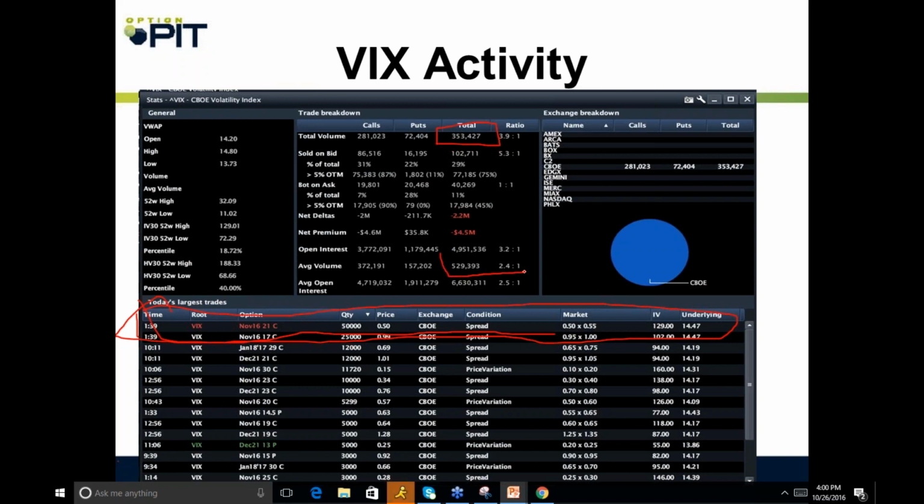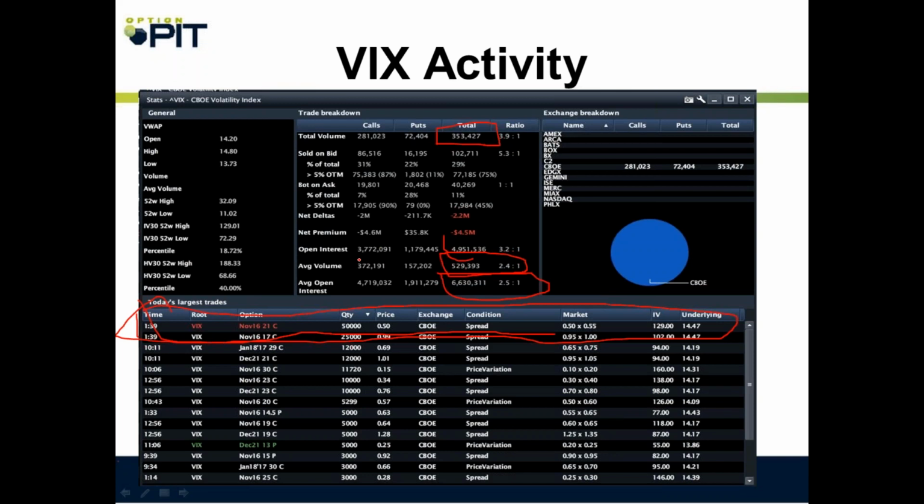Average volume, about 530,000. Average open interest, about 6.5 million. And notice calls far outpace puts. Current open interest is about 3.2 to 1.